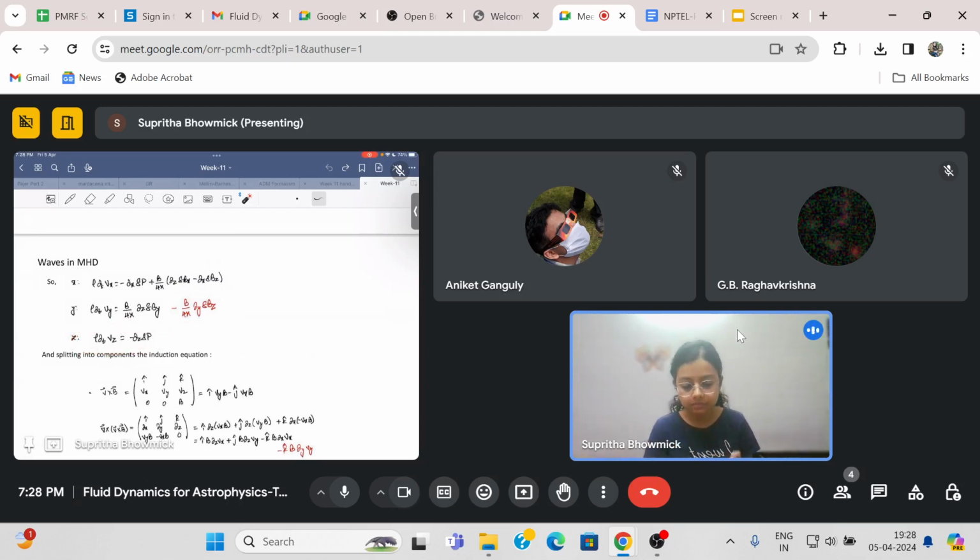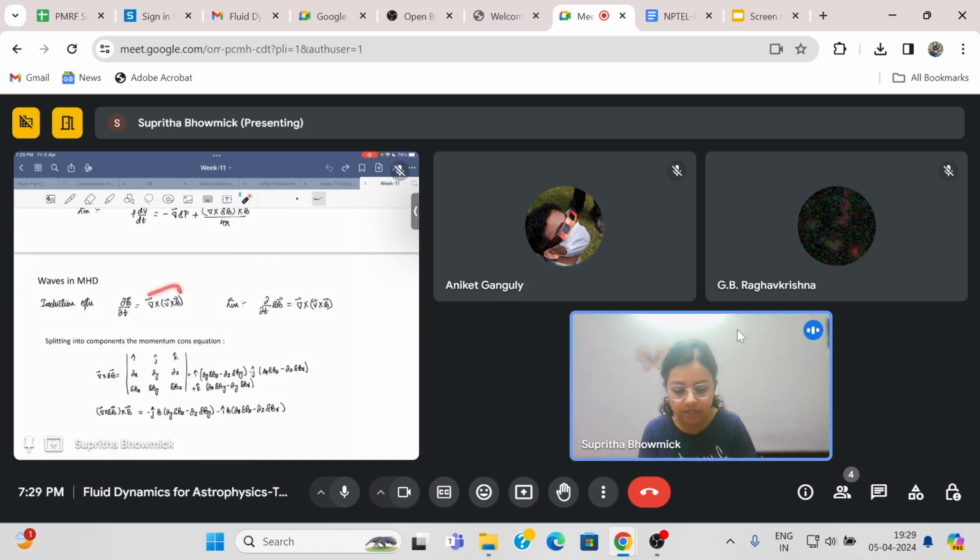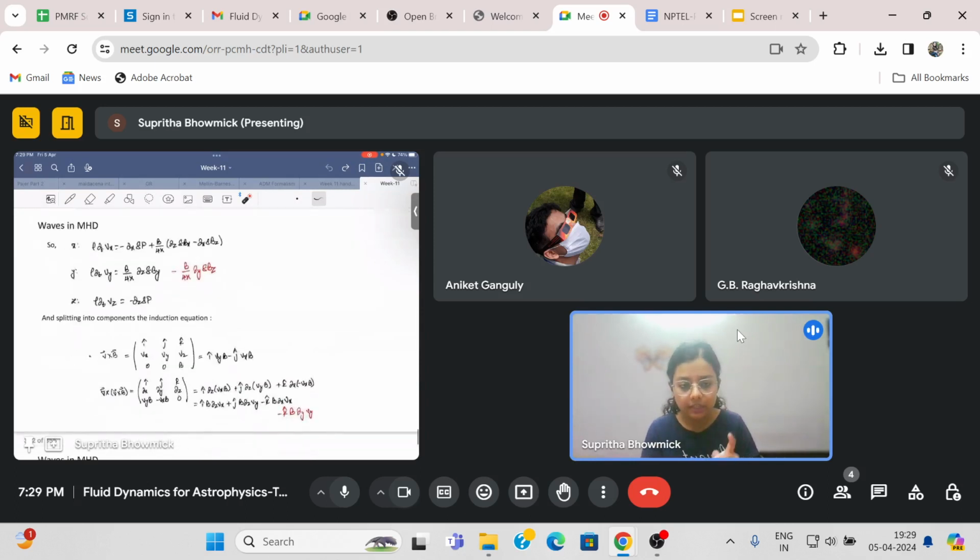Okay. And you also split the induction equation in XYZ. What do you get? In the induction equation, you have a curl of V cross B. So we have to compute this term component by component. V cross B is given by this determinant. So you have i, j, k, and Vx, Vy, Vz. And B is only non-zero along the k cap component because we took B to be along k cap. You compute this. What do you get? You get this. Very simple. Only i cap and j cap components remain.